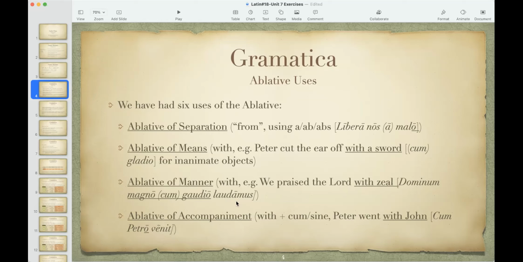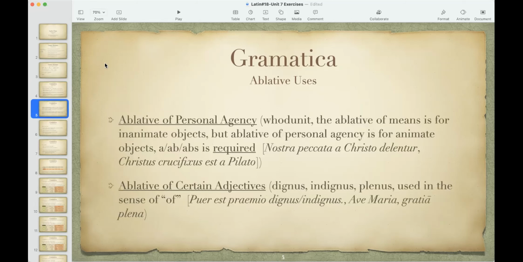Ablative of manner is the same idea. You can use it with or without cum. Now, I will warn you, though, that that's only if you have an adjective with the noun. If you just have the standalone noun, gaudio, then you have to put the cum in there. Otherwise, it doesn't make a lot of sense. Ablative of accompaniment with cum or sine, meaning with or without, again, is essentially cum. We would put a with in there anyway, so not too surprising.